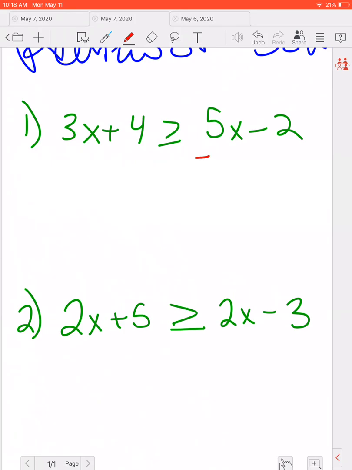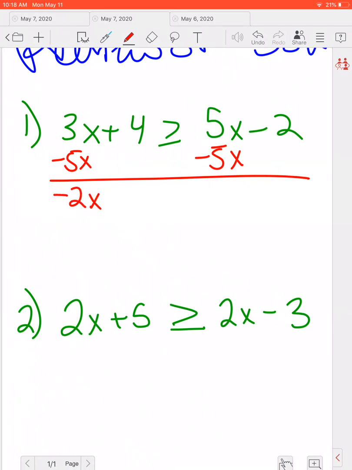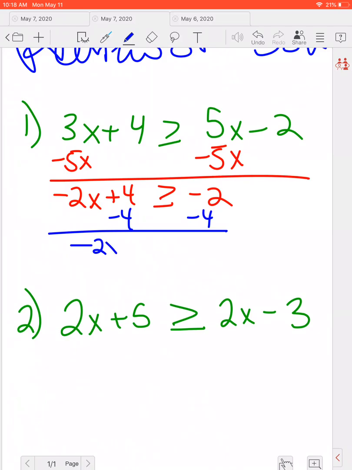Okay? So what we're going to do is I'm going to force it to happen where we multiply or divide by a negative. So I'm going to subtract 5x. And when I subtract 5x, I'm going to get negative 2x plus 4 is greater than or equal to negative 2. And then we are going to go ahead and subtract 4 from both sides, because remember, we always get rid of our addition subtraction first. So we're left with negative 2x is greater than or equal to negative 6.